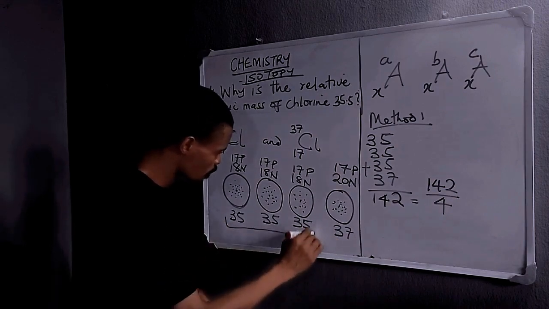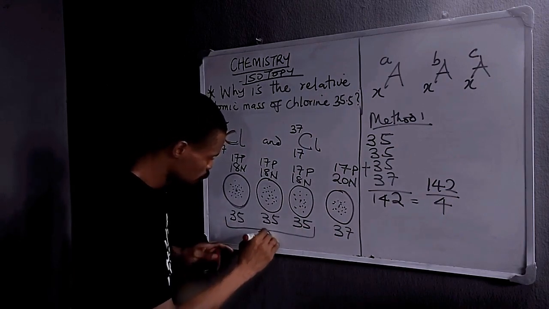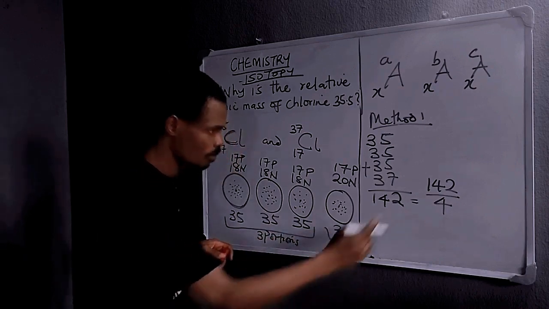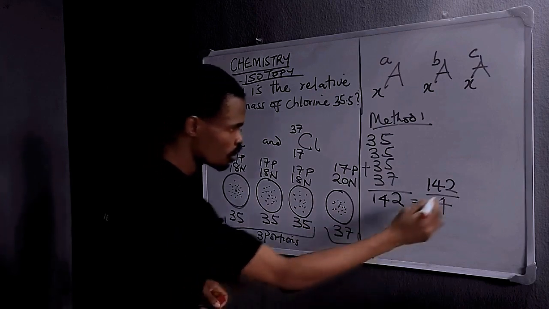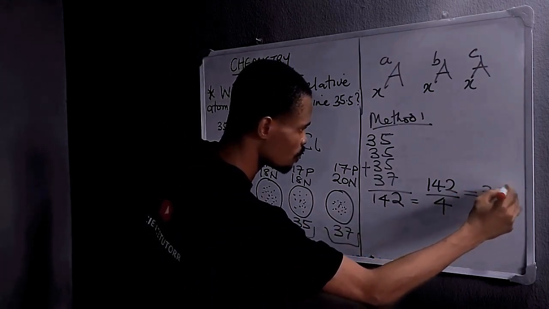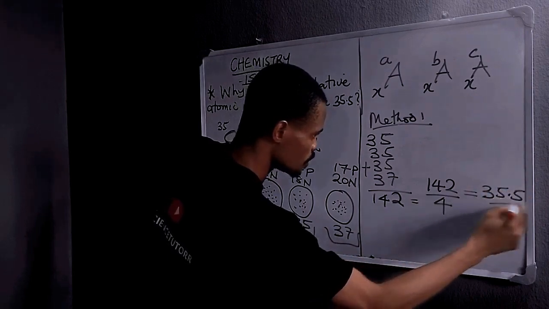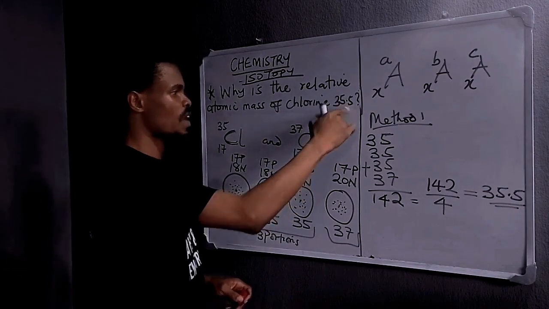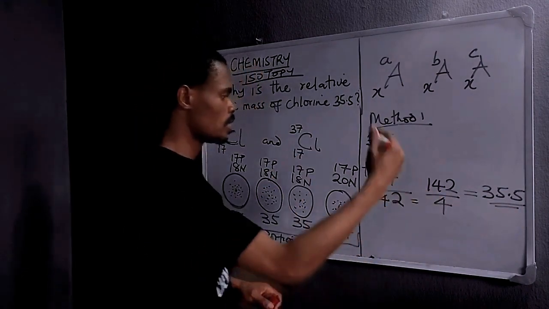3 portions of the 35, and just 1 portion of 37. So 142 divided by 4 simply gives us 35.5. That is the reason why we have 35.5, which is not a whole number.